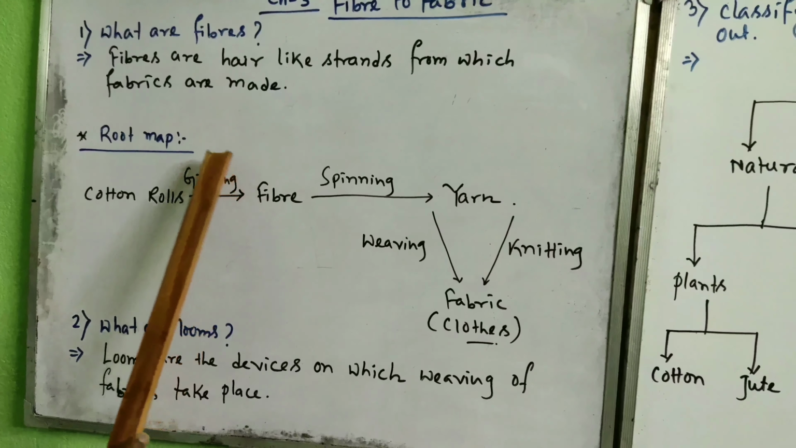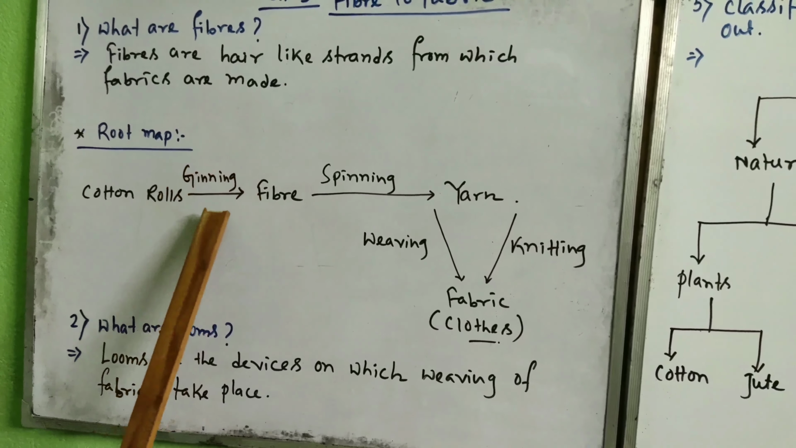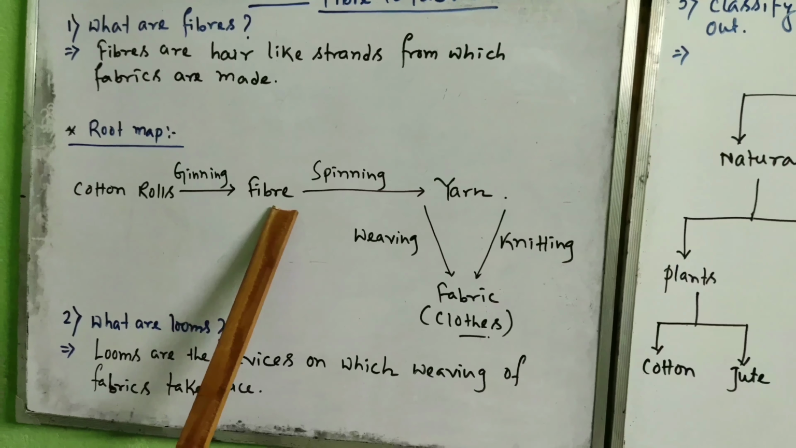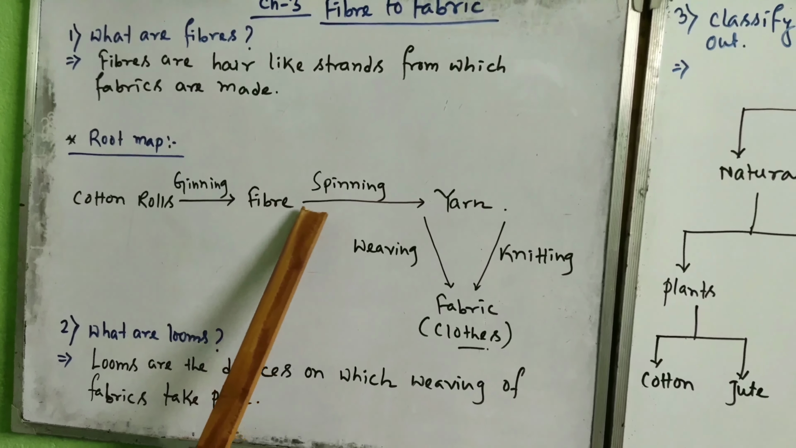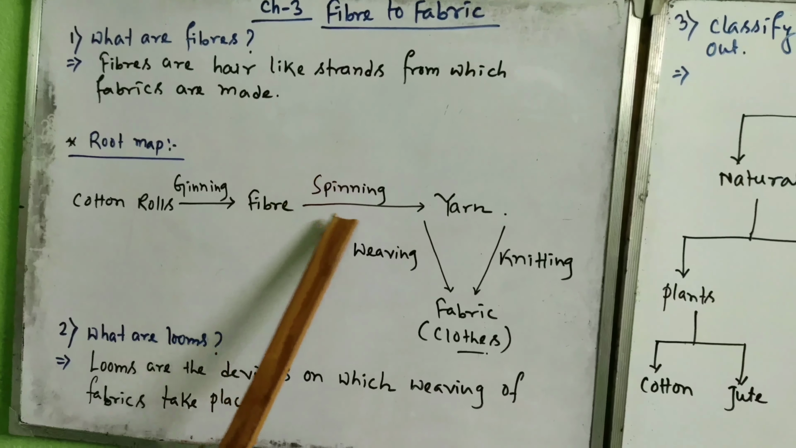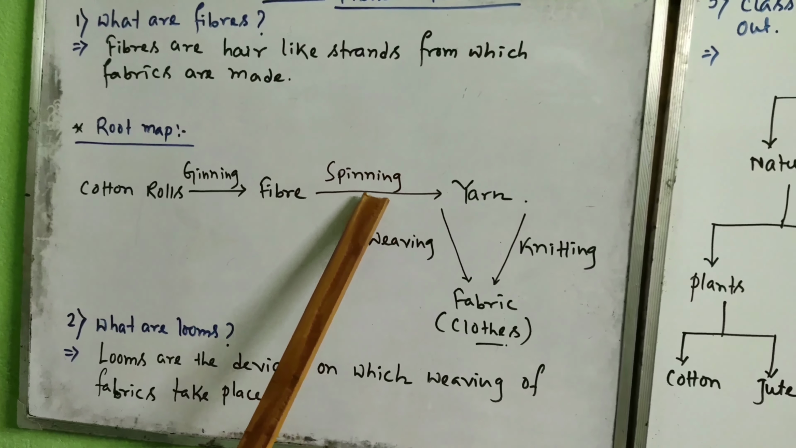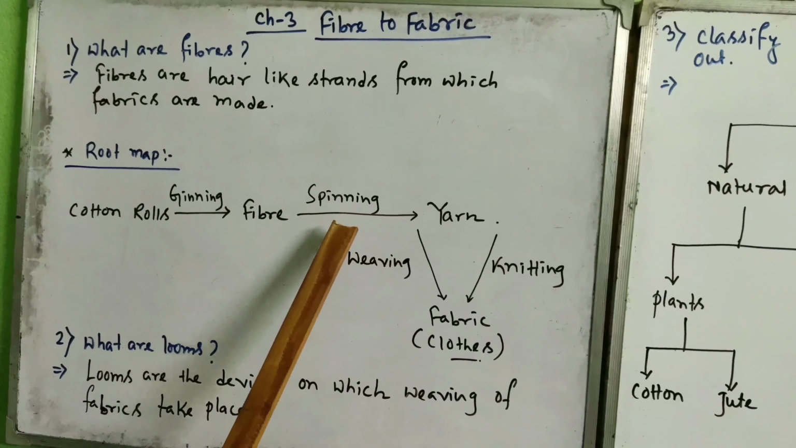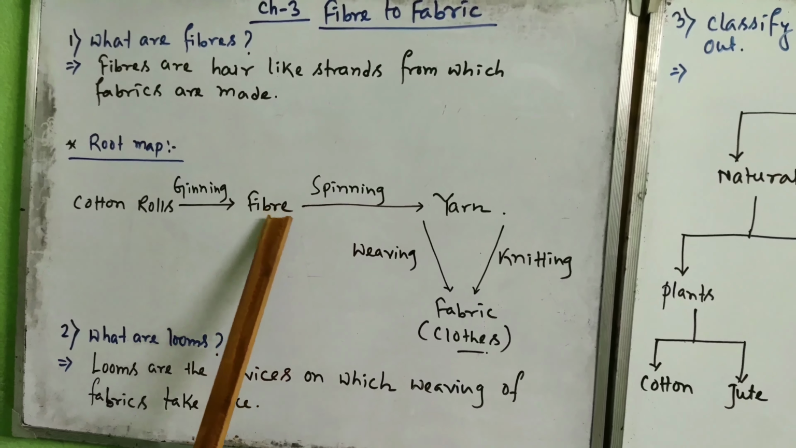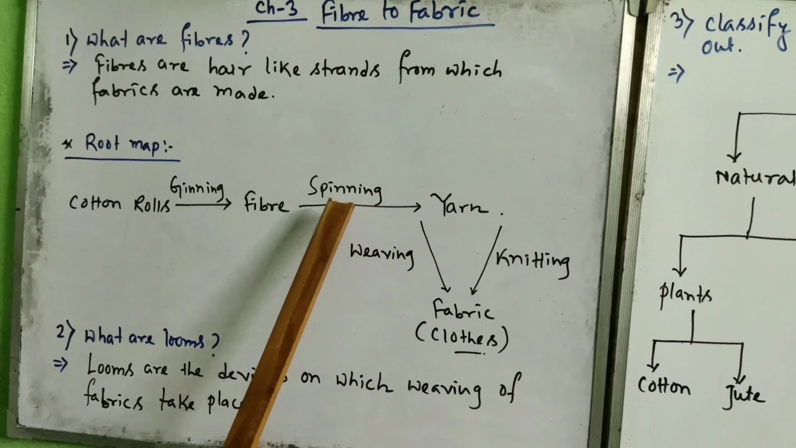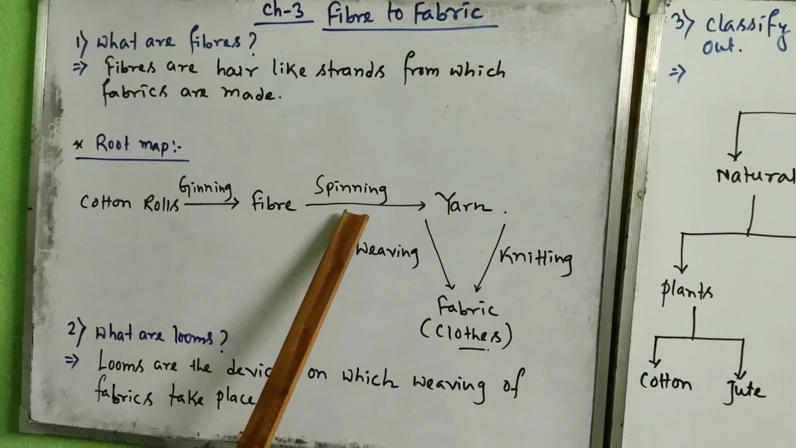Next, after applying the ginning method, from cotton rolls you will get fiber. Then from fiber to yarn, there is another process which is called spinning. Now, what is called spinning? The process of converting the fiber to yarn. When you convert the fiber into yarn, that process is called spinning.